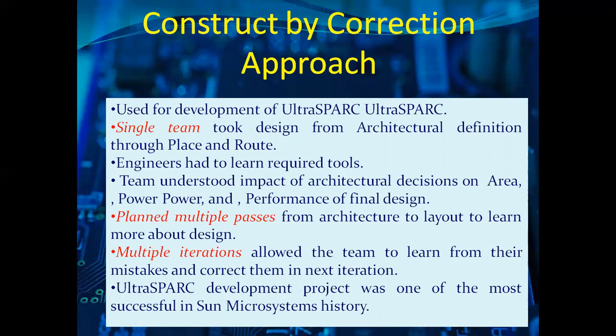So there were multiple passes. That means it was recursive. It was definitely hierarchical, and multiple iterations were used. So what was the approach here? The approach was construct by correction. Wherever the team encountered any shortcoming, it would move back to the design phase and try to correct that, see what the implication is, and check whether the required improvement in the physical design had been achieved or not.